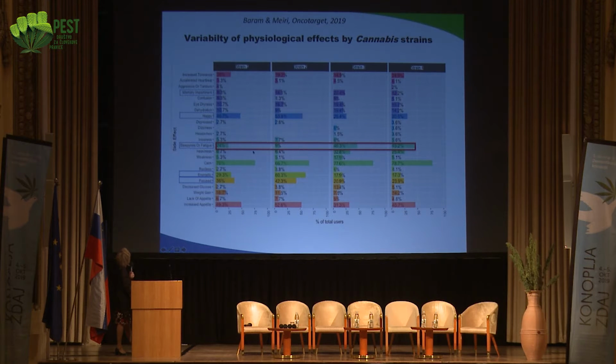Although there is the same pattern of physiological effects, still you can have great differences. For example, in sleepiness, the effects on sleep, you can see that different strains have different strength of how they help you to sleep. So why is this?